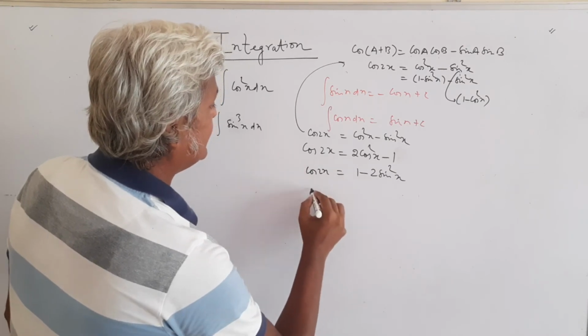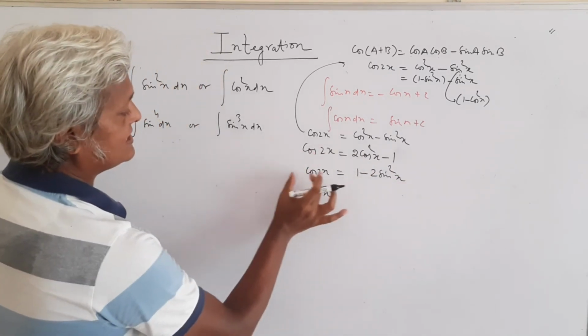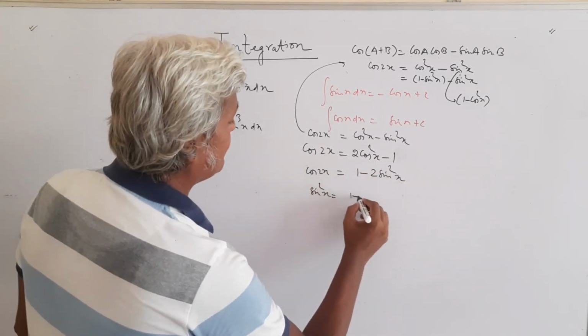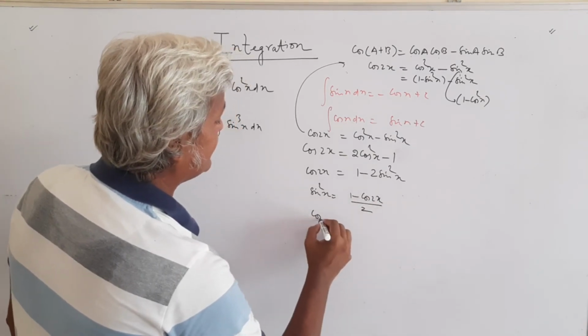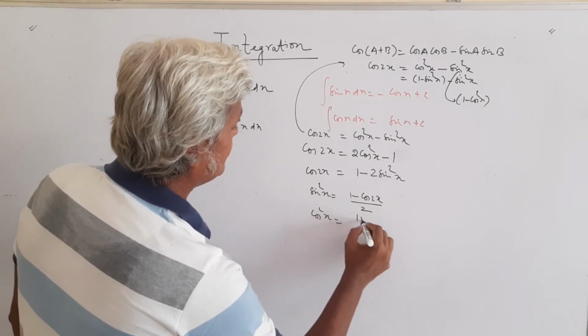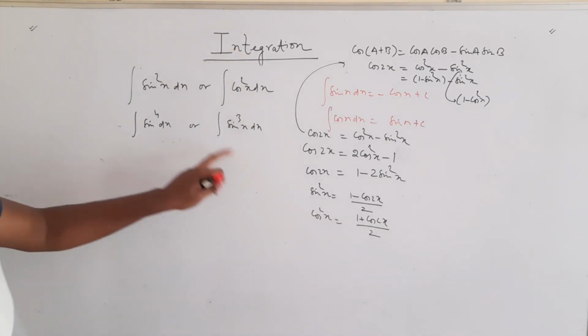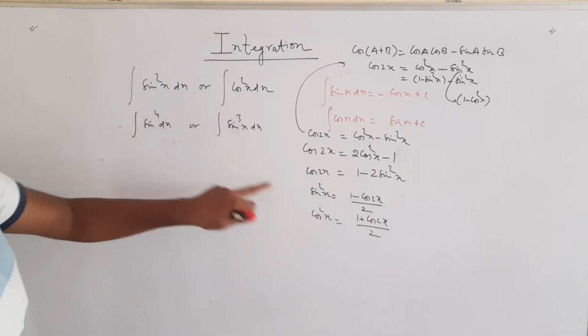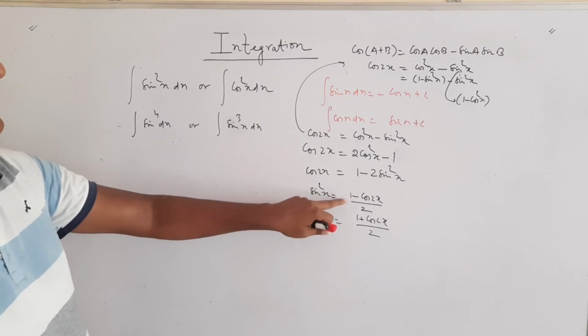So whenever you see sine square x, you can use this relation. And then what do you find? Taking this one on this side and this one on that side, sine square x is 1 minus cos 2x over 2, and cos square x is 1 plus cos 2x over 2. So whenever you have to integrate sine square x dx, you don't integrate sine square x directly, but in place of this you write this one.